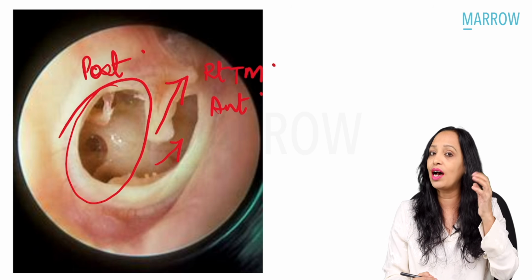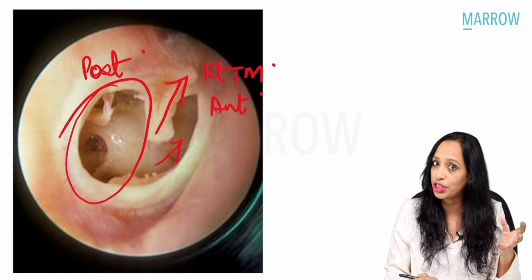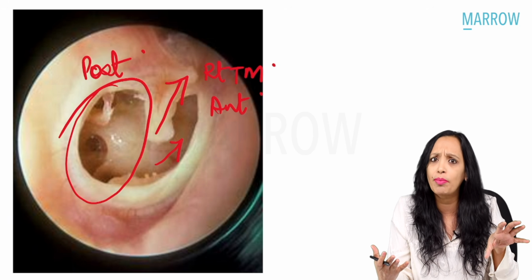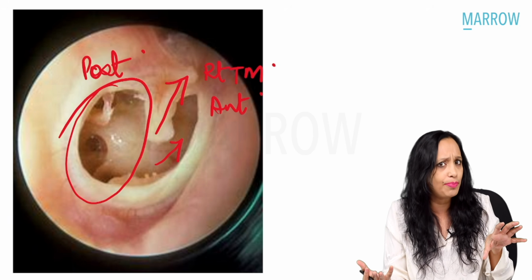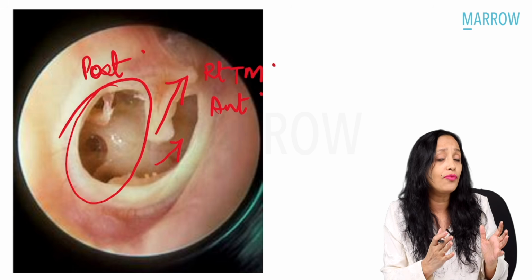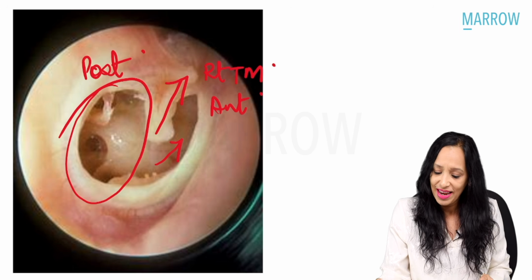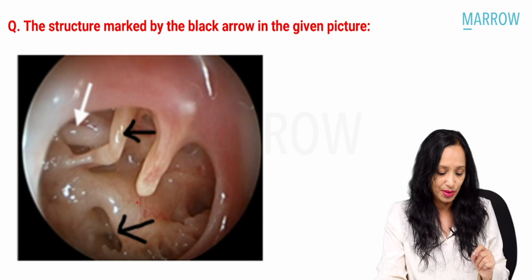So whenever we are seeing any structure through the perforation which is lying in the posterior part, we know that we do not need to think about the eustachian tube, which is on the anterior part. What are the structures we have to think of? We know they will be present in the posterior part. So for example, let us see this question. Yes, this was a question for exam.